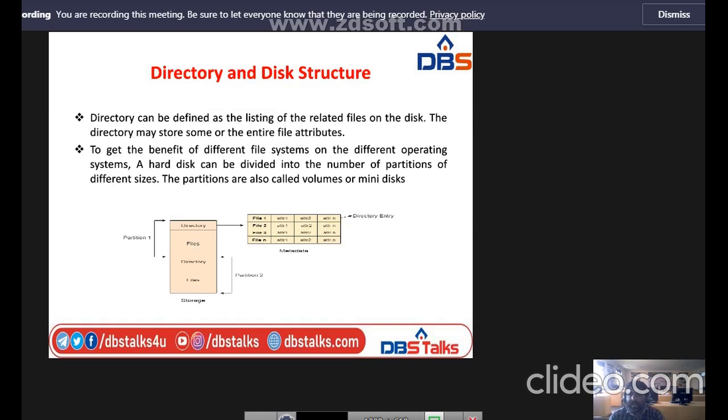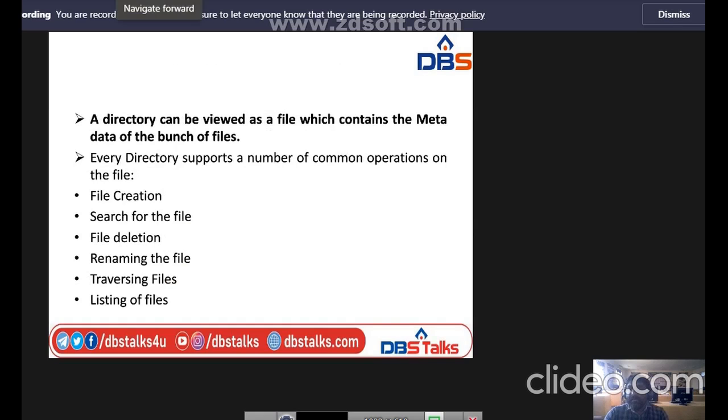Next, a directory can be viewed as a file which contains the metadata of a bunch of files. We are going to view the directory as a file. Every directory supports a number of common operations: file creation, file search, file deletion, renaming a file, traversing the file system, and listing the files. All these are the common operations that every directory must support.